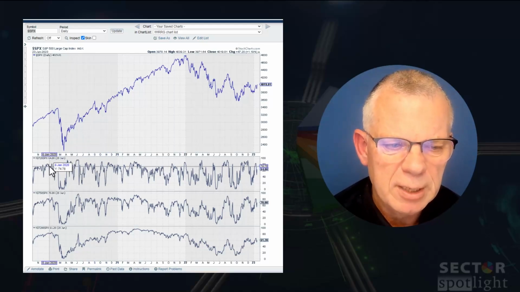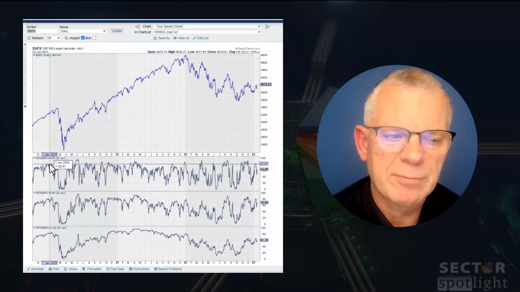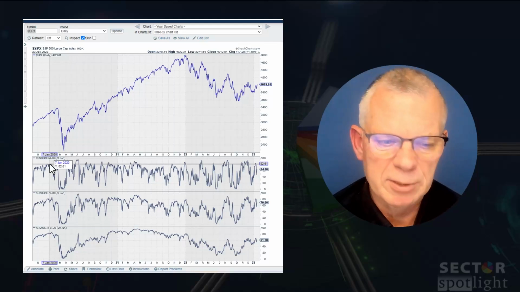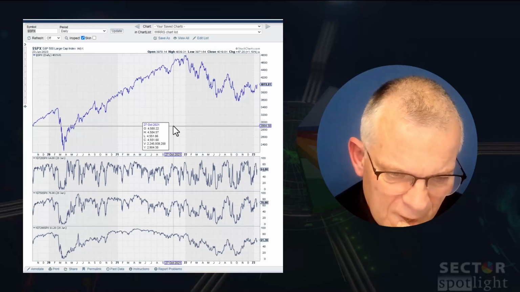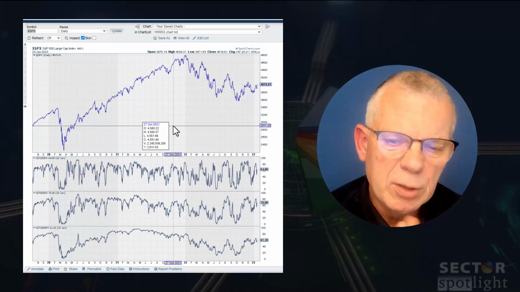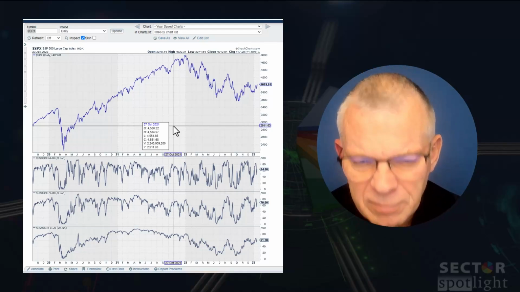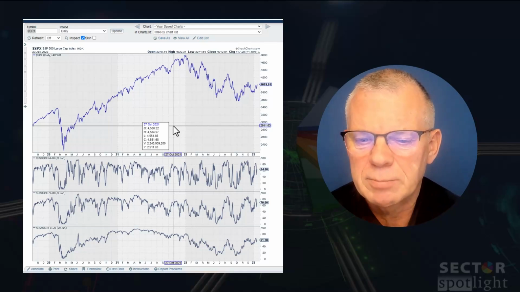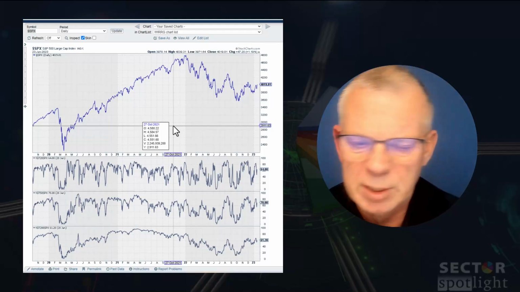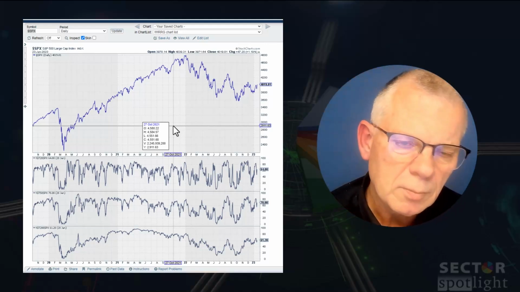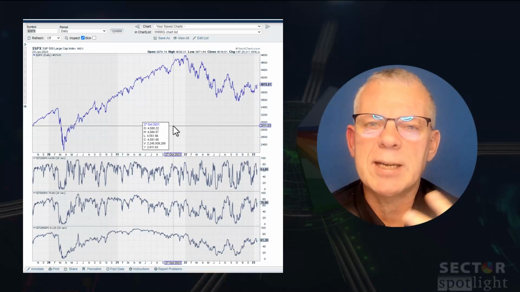The first one here is the percentage of stocks inside the S&P 500 that are trading above their 20-day exponential moving average. This is the 50-day and this is the 200-day. If there's one thing that is super important to realize here, it is that those values are restrained between 0 and 100. It's a percentage, so it can't go above 100, can't go below 0.